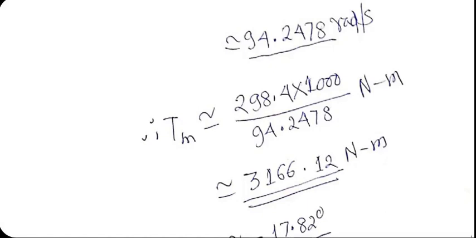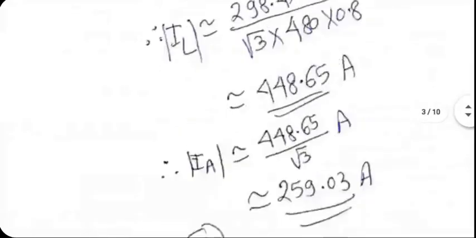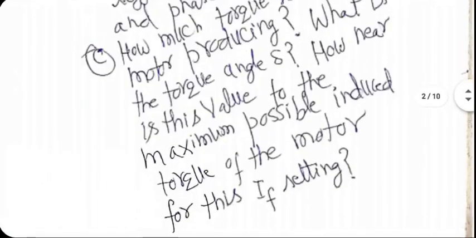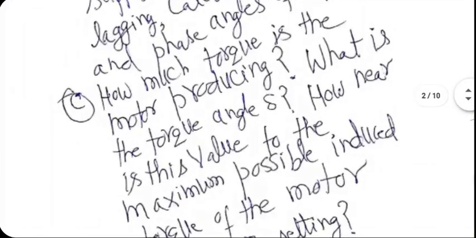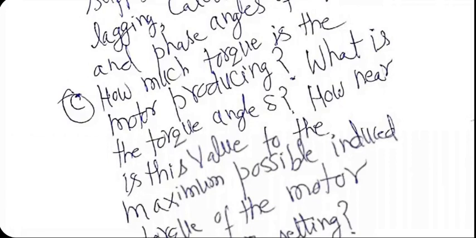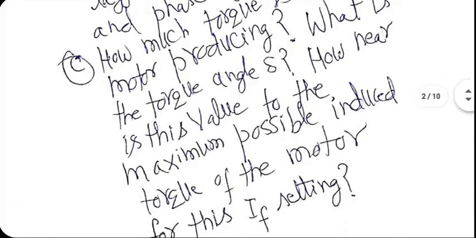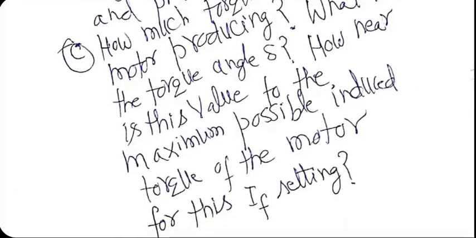Now, are we operating in a safe zone? Is this torque not too high compared to what maximum value the torque could achieve? That is the last question. How much is the torque produced? What is the torque angle? We have figured it all out, okay? How near is this value of torque to the maximum possible value of the induced torque? Induced means torque, mechanical torque.